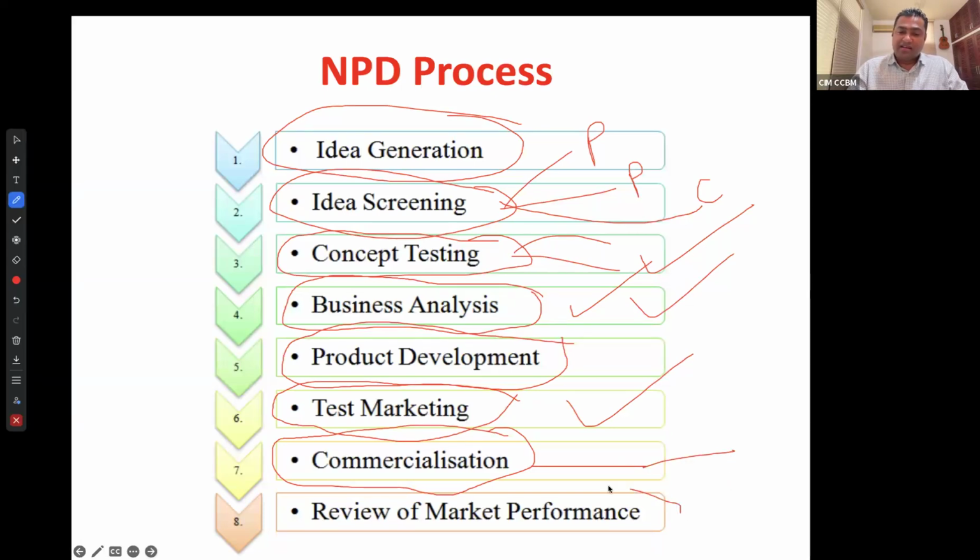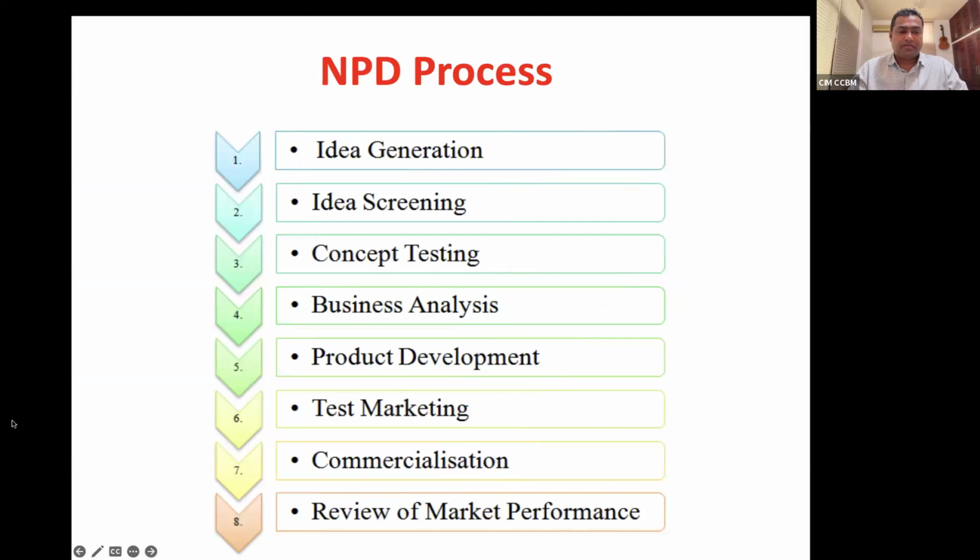And after that, at least every 3 months, you need to review the performance of your new product. So we call this the 8-step NPD process. You have to study this.